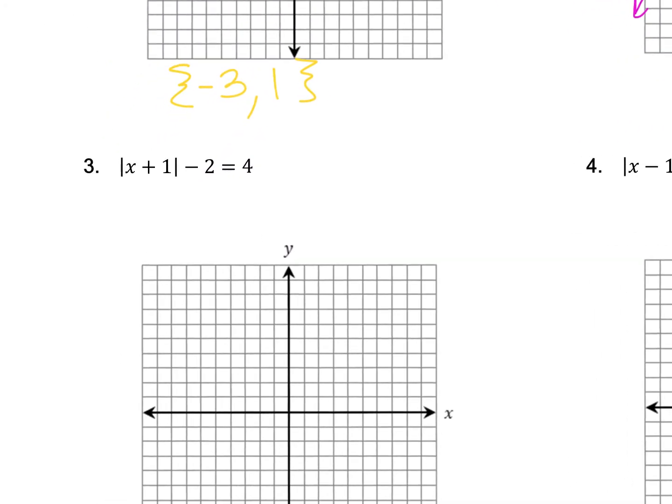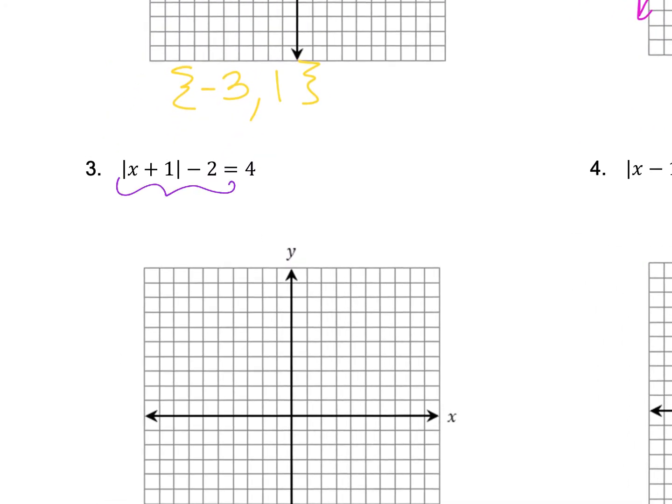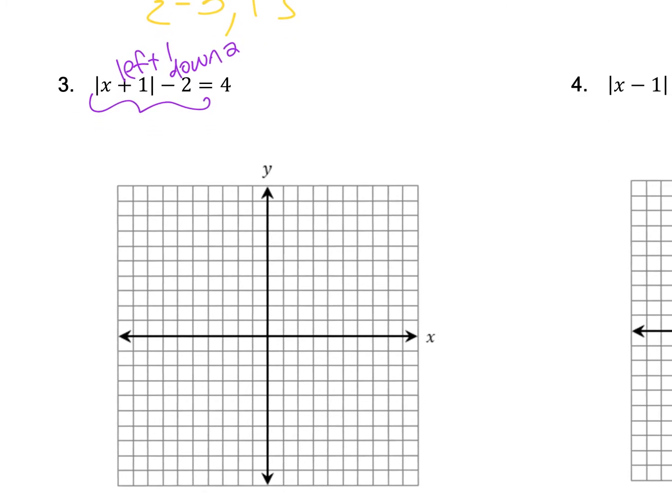All right. Looking at the next example. Now you don't have to write your transformations down as long as you know what happens. So this is going to be left 1, and this will be down 2. So go ahead and shift your vertex. Left 1, down 2. And then our slope, notice in the very front is a 1, so go up 1, right 1 with it. And then we need to finish the V out, up 1, left 1.